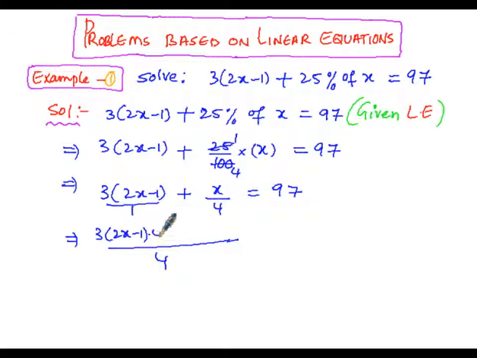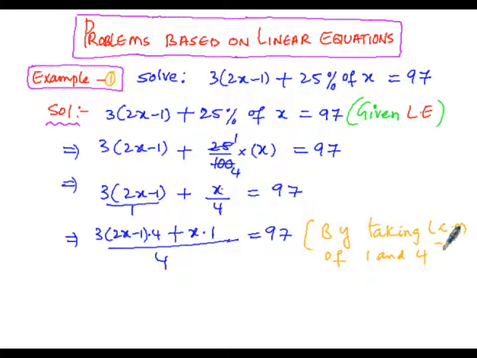Then 1 four times is 4. So 4 must be multiplied with the numerator as it is. Plus the numerator written as it is, into 4 divided by the denominator of the second fraction, which is 4, and the LCM is 4. Then 4 one times is 4. Then that is equal to 97. So here we got this logical step by taking the LCM of the denominators, that is 1 and 4.